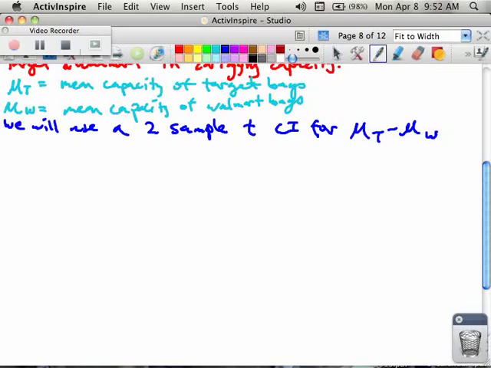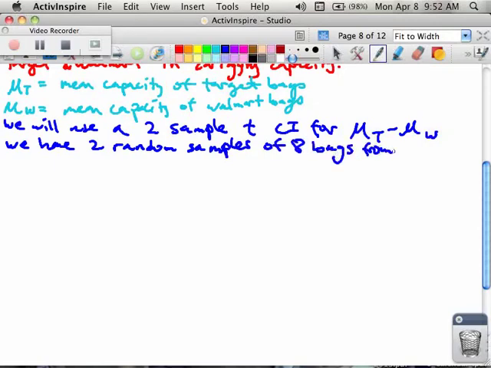What else do we know? We have 2 random samples of 8 bags from Target and Walmart.